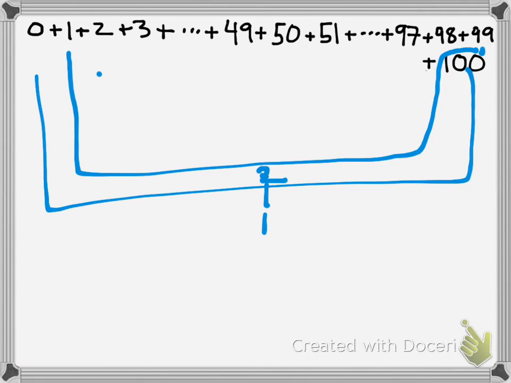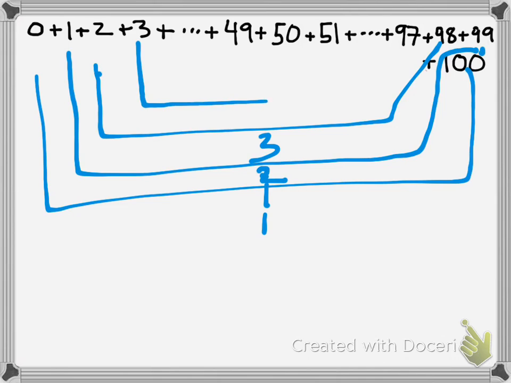Well, what about this group here? Well, that's a third group that adds up to 100. Hey, what about this one here? That's a fourth group that adds up to 100. So if I keep doing that, that means these two would be the 50th group. And that means I'd just be adding 50 at the end.